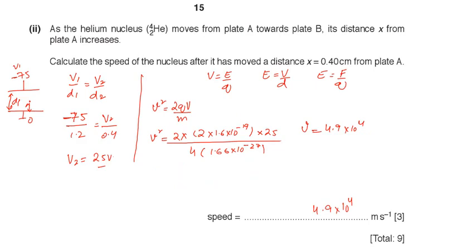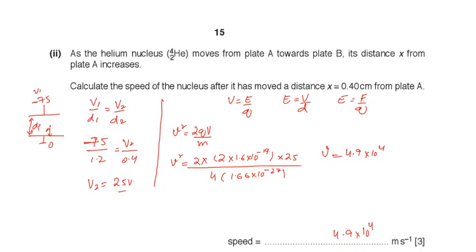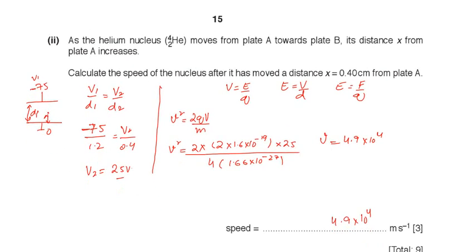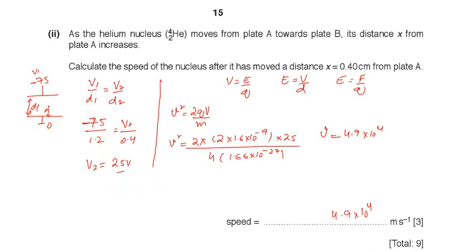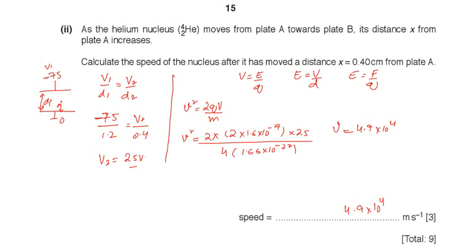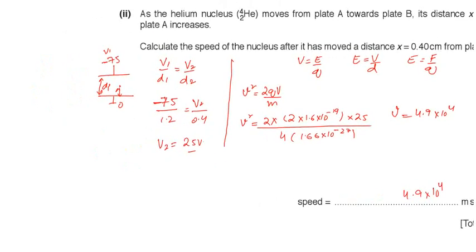Next, as a helium nucleus moves from plate A towards plate B, its distance x from plate A increases. Calculate the speed of the nucleus after it has moved a distance x of 0.4 centimeter from plate A, right? So if you see from this, minus 75, the separation is, let's say, d1, and this point, let's say, is x, right, which is 0.4 centimeter.